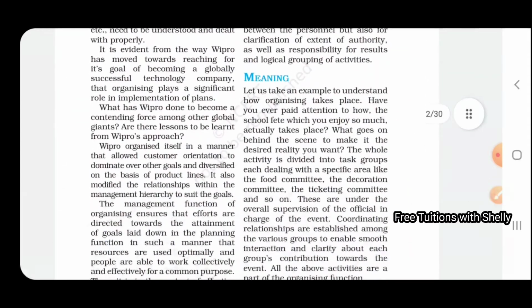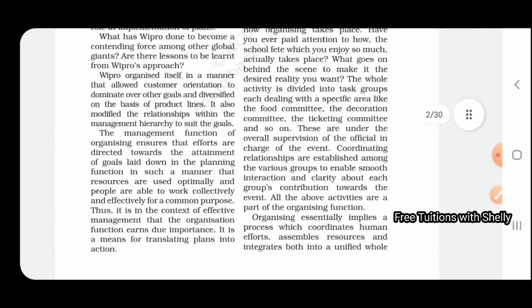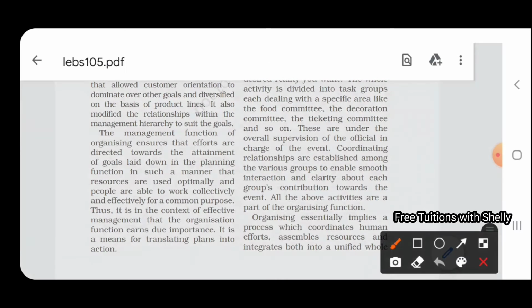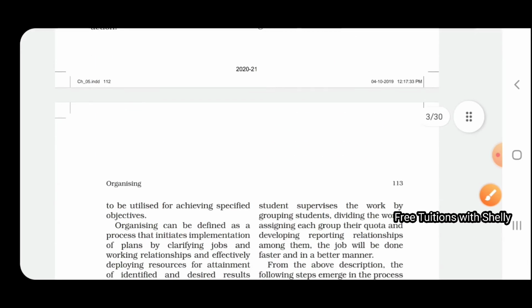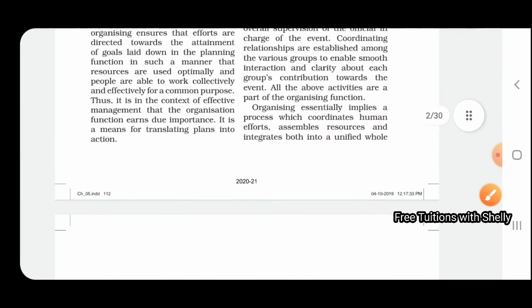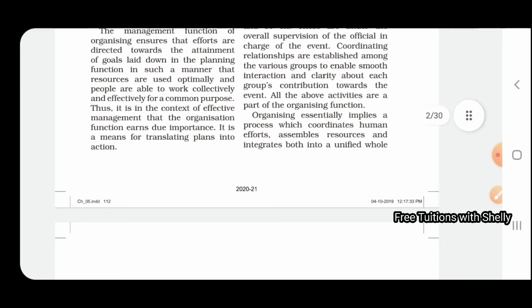So going to the meaning, let us look at what is organizing. Organizing essentially implies a process which coordinates human efforts and assembles resources and integrates both into a unified whole to be utilized for achieving a specified objective. So organizing means that you are coordinating the human efforts as well as the resources inside the organization to complete a given task for achieving an objective.